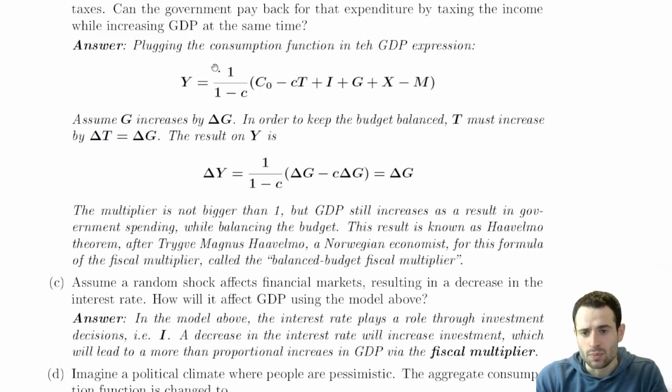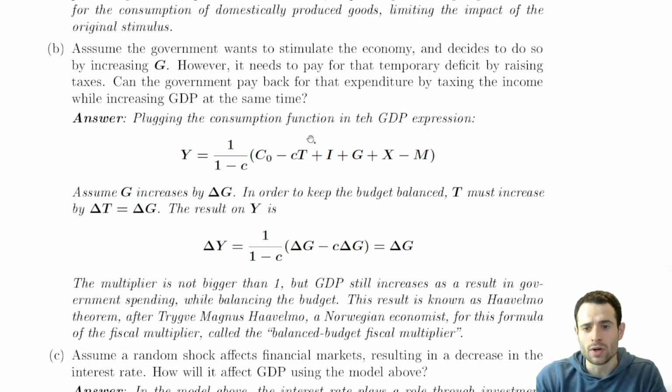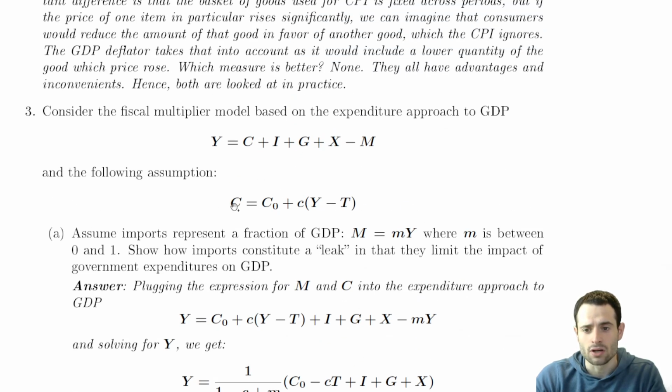Looking at the value of the multiplier here, and looking at the fact that both G and T are going to change, we can plug in here delta G, and here delta T, which is also equal to delta G, and we end up with a change in GDP of this much. Note that there is a minus C on taxes due to the original consumption function.